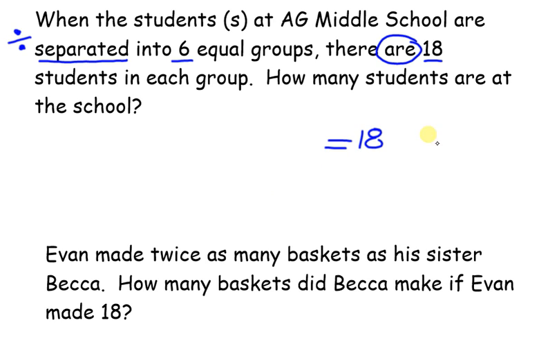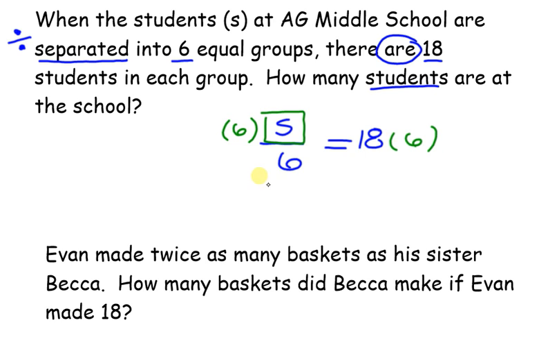Okay, so we're going to use S for students for our variable. So we're going to have S divided by 6 equals 18. And now I'm going to go ahead and solve. So I'm going to put a box around my variable. The opposite of divided by 6 is times 6. And I'm going to multiply to both sides. Whatever I do to the left, I do to the right.